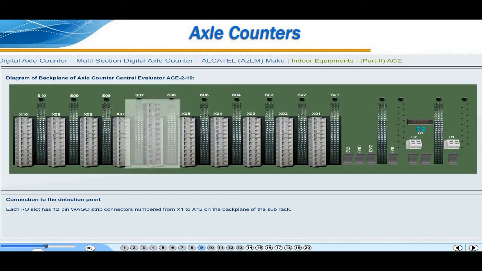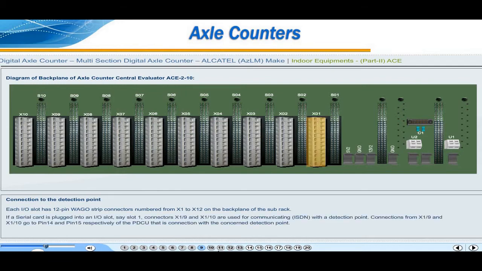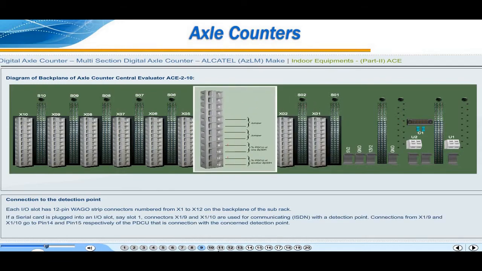If a serial card is plugged into an input-output slot, say slot 1, connectors X1/9 and X1/10 are used for communicating ISDN with the detection point. Connections from X1/9 and X1/10 go to pin 14 and pin 15 respectively of the PDCU, that is, the connection with the concerned detection point.